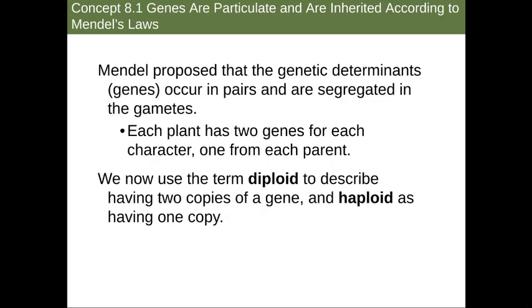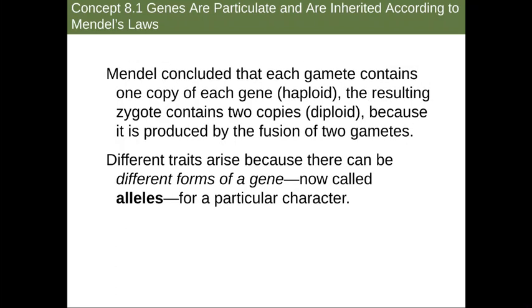So he proposed that the genetic determinants, these genes, occur in pairs, and they are segregated or separated in gametes. Each plant gets two genes from each parent. We now use the terms diploid and haploid to describe both of these. Diploid meaning two copies, haploid meaning one copy. So Mendel concluded that because of this, gametes contain one copy of each gene. The resulting zygote has two copies.